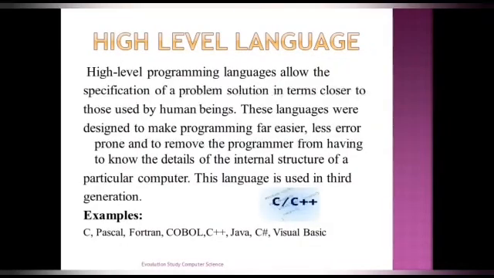Now, what is high level language? High level programming languages allow the specification of a problem solution in terms closer to those used by human beings. These languages were designed to make programming far easier, less error prone, and to remove the programmer from having to know the details of the internal structure of a particular computer. This language is used in the third generation. Example: C, Pascal, Fortran, COBOL, C++, Java, Visual Basic, etc.